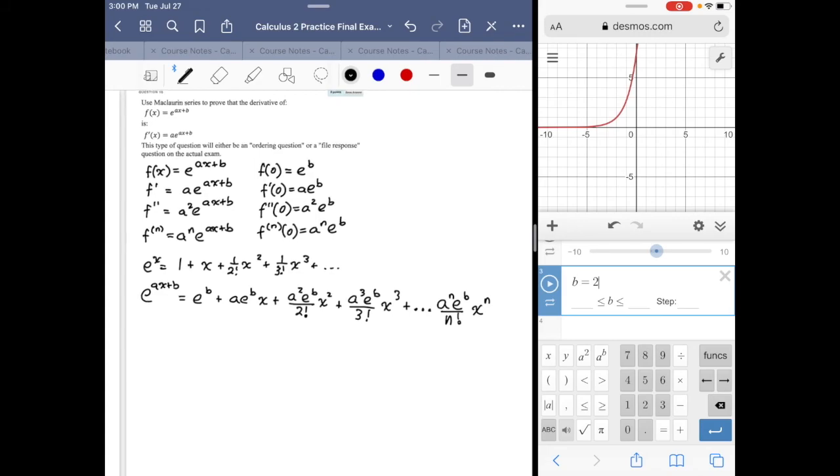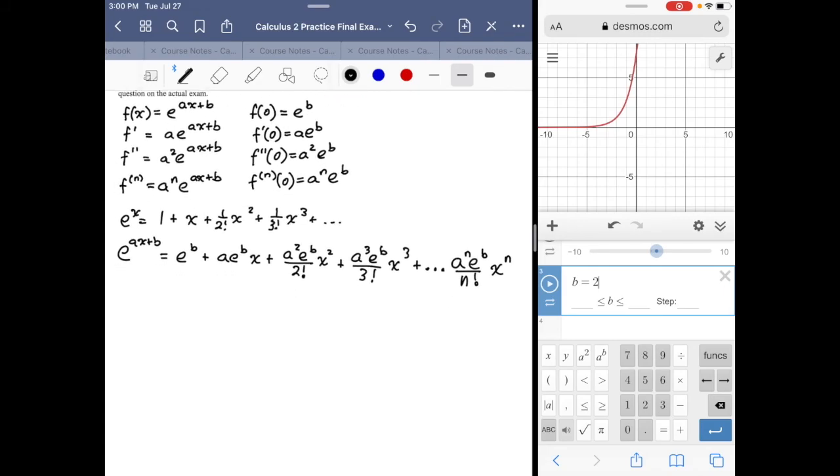All right, so now what I want to do, because now we have an expression that represents f of x, I want to find the derivative of that. All right, so the constant's going to go to 0. E to the b is constant, it goes to 0. A e to the bx goes to a e to the b.